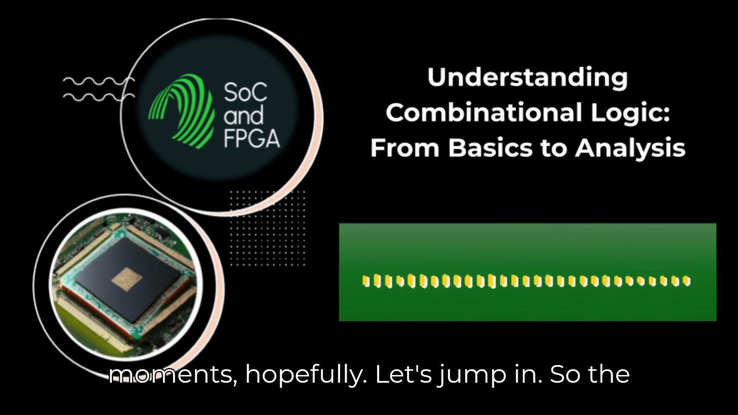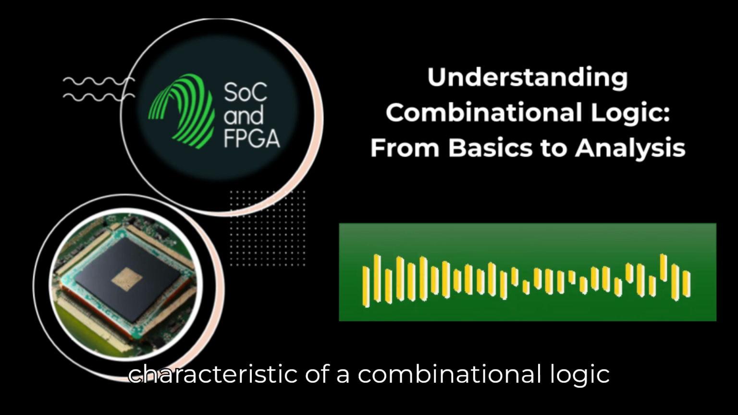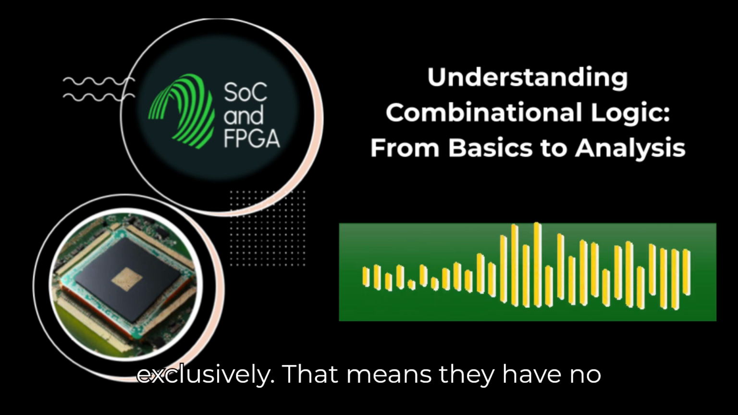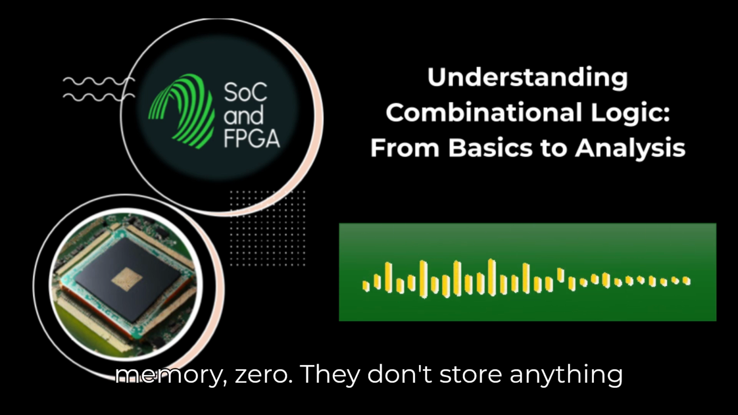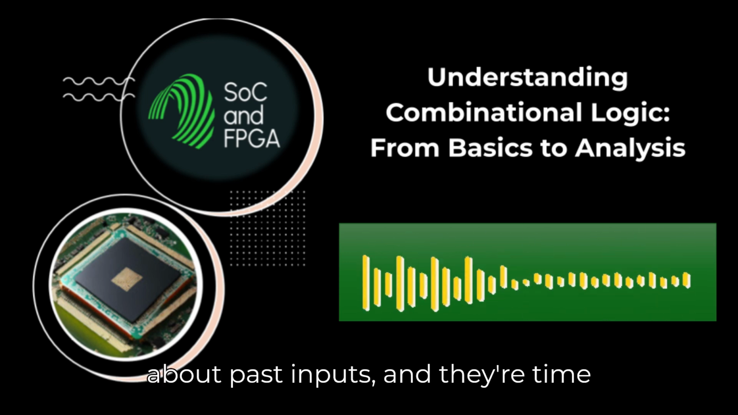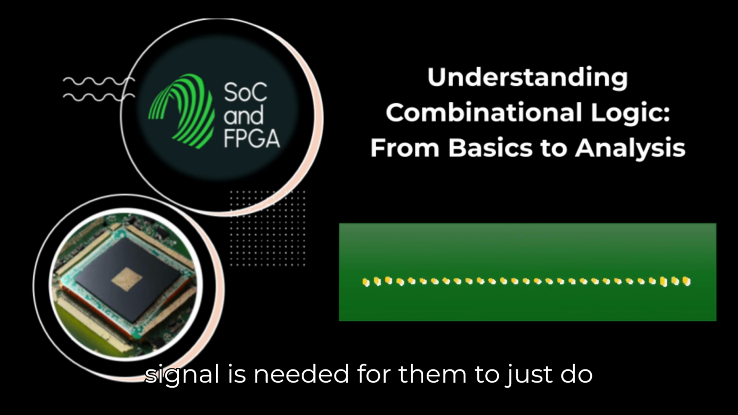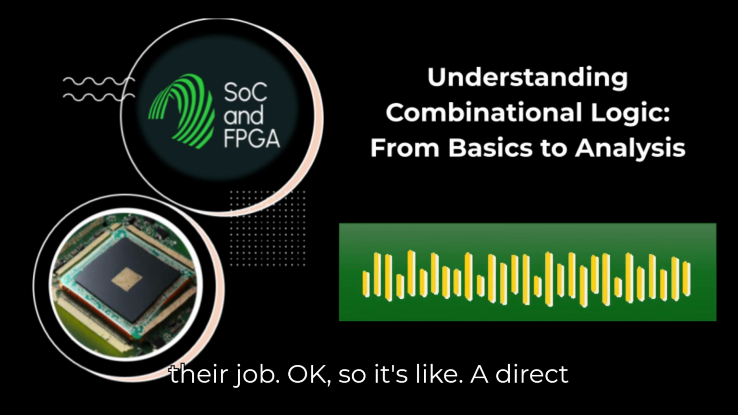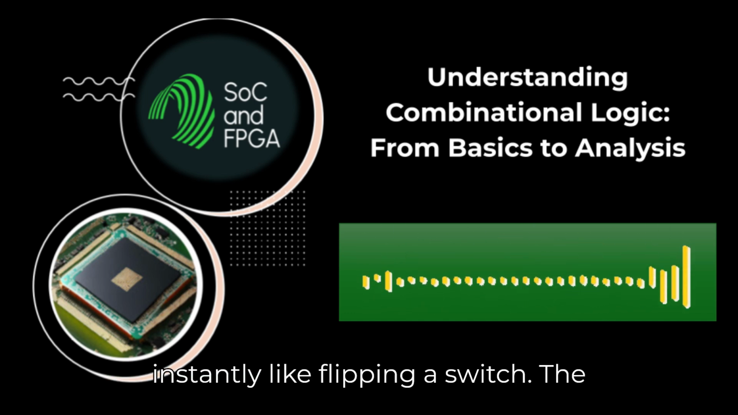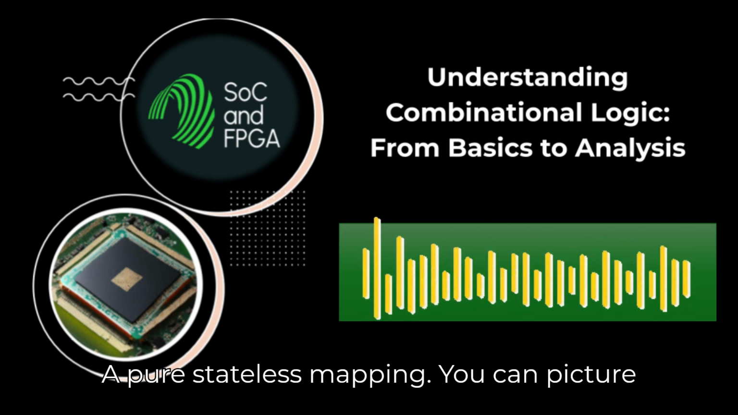Let's jump in. So the core idea, the absolute defining characteristic of a combinational logic circuit is that its outputs depend only on the present inputs. Exclusively. Yeah. That means they have no memory. Zero. They don't store anything about past inputs, and they're time independent, meaning no clock signal is needed for them to just do their job. Okay, so it's like a direct mapping. Input changes, output changes instantly. Like flipping a switch, the light is on or off based only on the switch position right now? Exactly that. A pure stateless mapping.